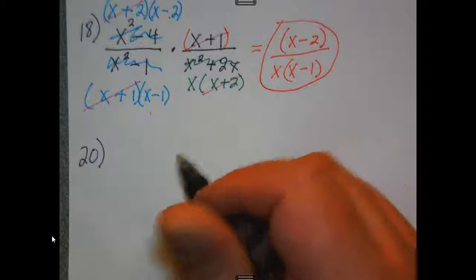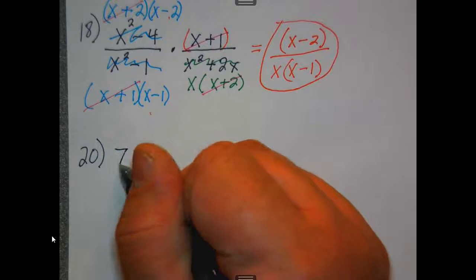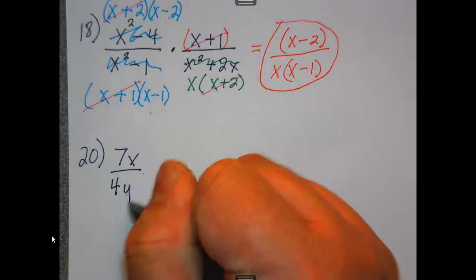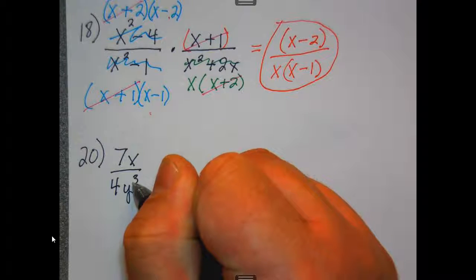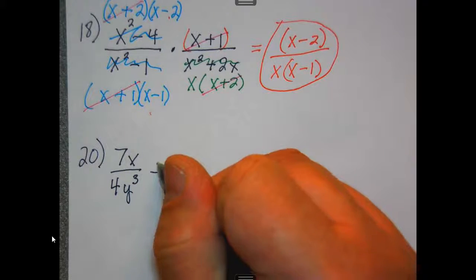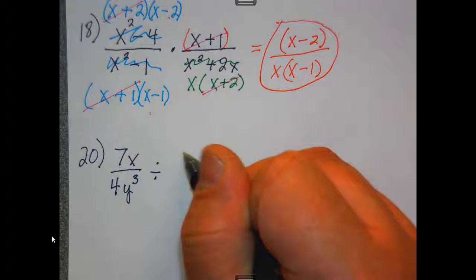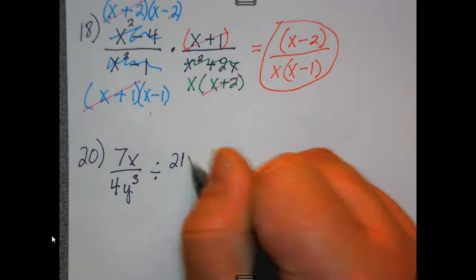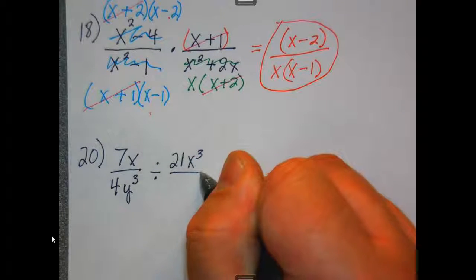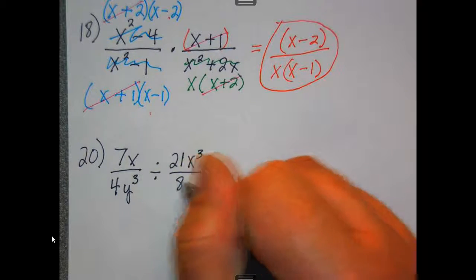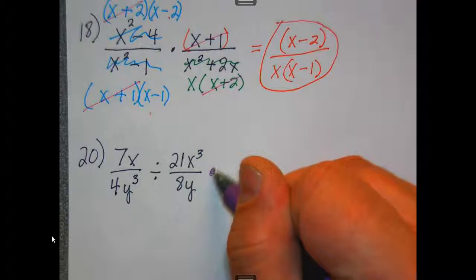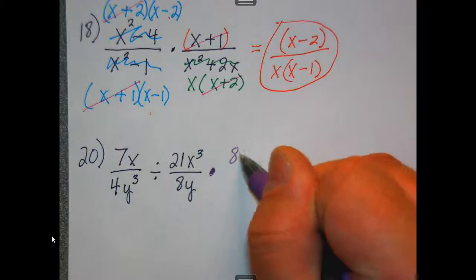20. I have 7x divided by 4y cubed, divided by 21x cubed over 8y. I'm going to change this to a multiplication problem by flipping the second fraction.